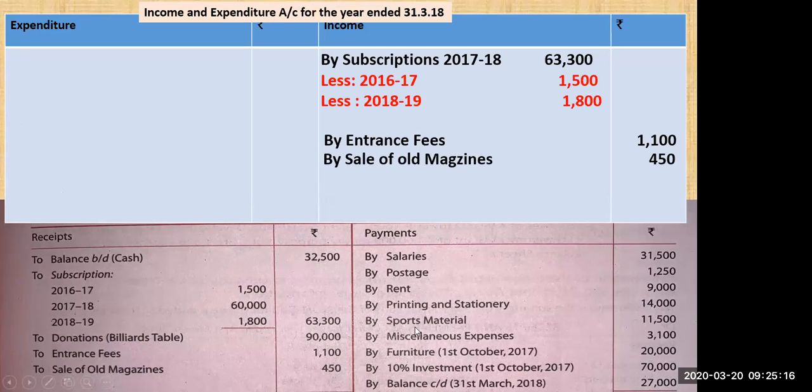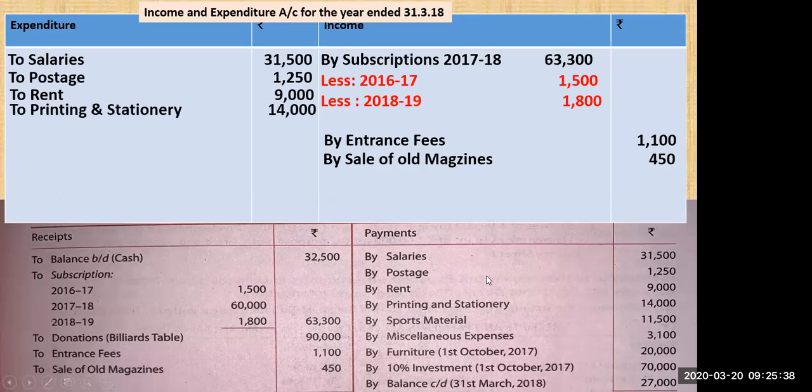Now come to the payment side. By salaries 31,500, expenditure side. By postage 1,250. By rent 9,000. Write down these three items. And printing and stationery also 14,000.